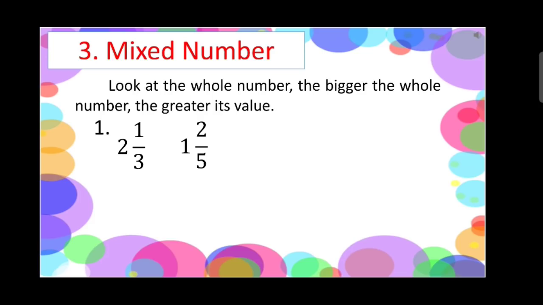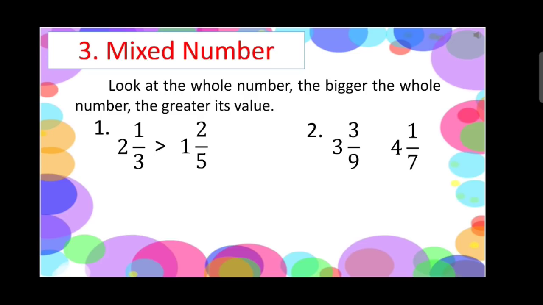So, kahit hindi nyo tingnan yung fraction, tingnan nyo lang yung whole number. Di ba ang whole number natin dito is 2 at saka si 1. Ano ba mas mataas? Si 2 or si 1? Di, opo, si 2. So, therefore, 2 1/3 is greater than 1 2/5. Okay, second. We have 3 over 9, then 4, 1 over 7. So, papansin nyo, mas mataas si 4 kaysa kay 3.